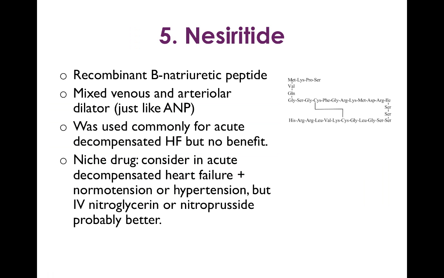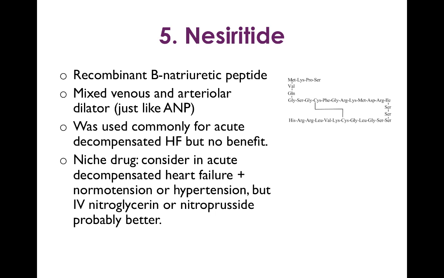So Nesiritide is a mixed venous and arteriolar dilator. It's a recombinant B-Natriuretic peptide, and it's shown here on the right. Currently, its role is sort of undefined. It was very commonly used in the sort of mid-2000s for acute decompensated heart failure, but it's turned out in later clinical trials that there's no benefit.